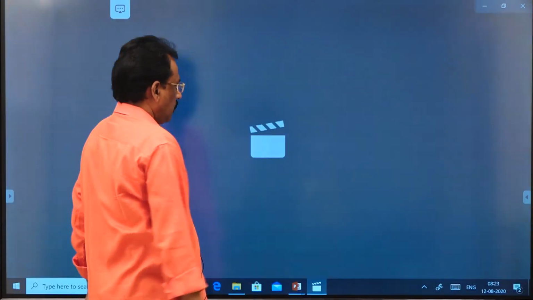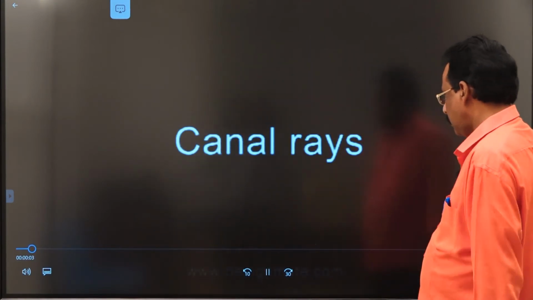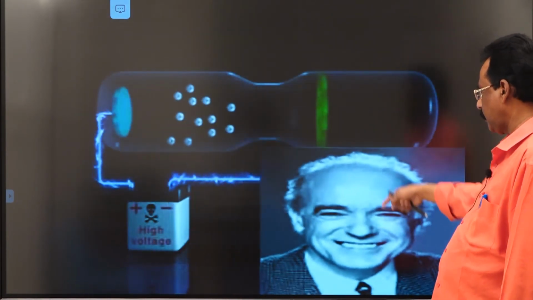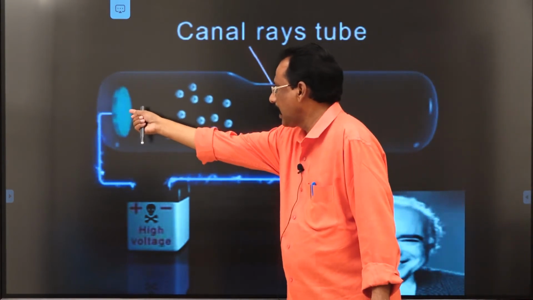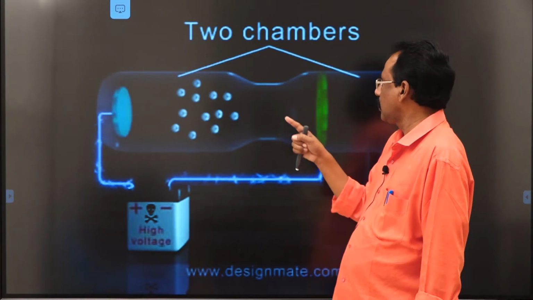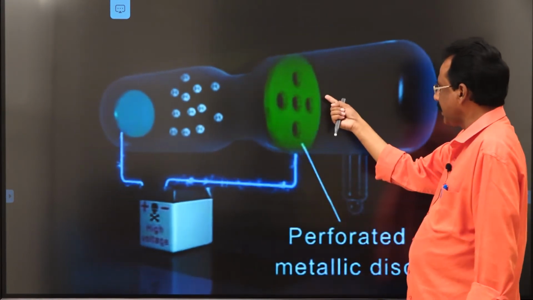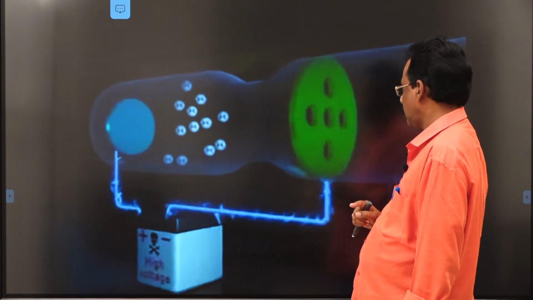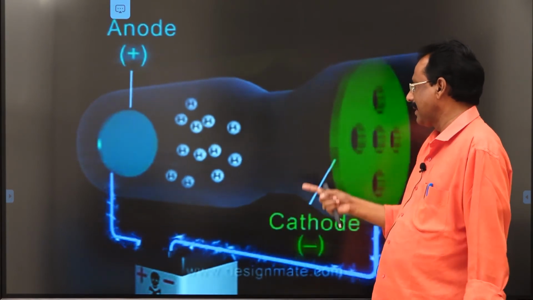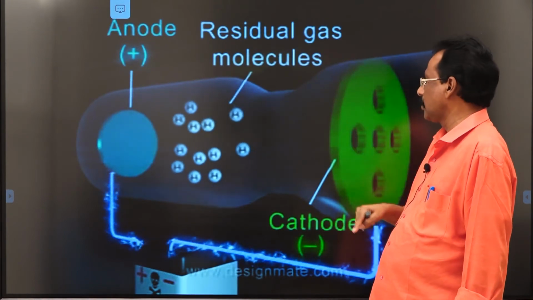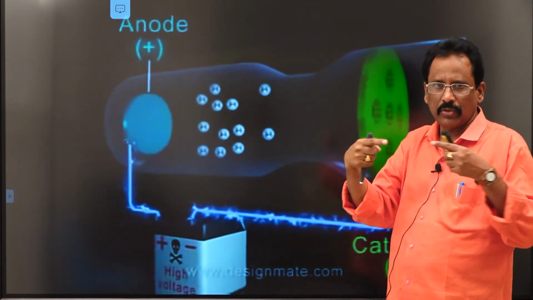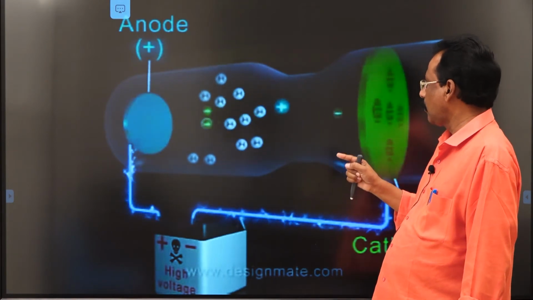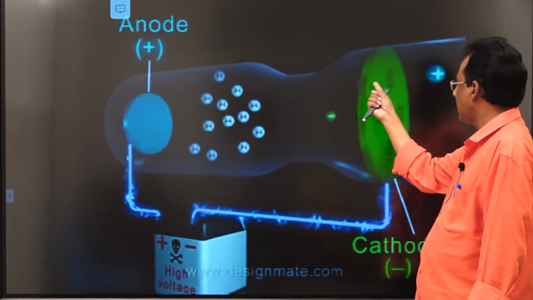Video: how the canal rays or positive rays or anode rays are produced according to Goldstein. This is the photograph of Goldstein. Now this is the anode. Anion is having negative charge, anode is having positive charge. Now this is the perforated cathode, there are holes, pores, in this cathode. Now this is hydrogen gas. Hydrogen gas contains hydrogen molecules. When hydrogen gas is subjected to electrical discharge, hydrogen molecules split into hydrogen atoms. Now the hydrogen atoms are converted into H plus ions.